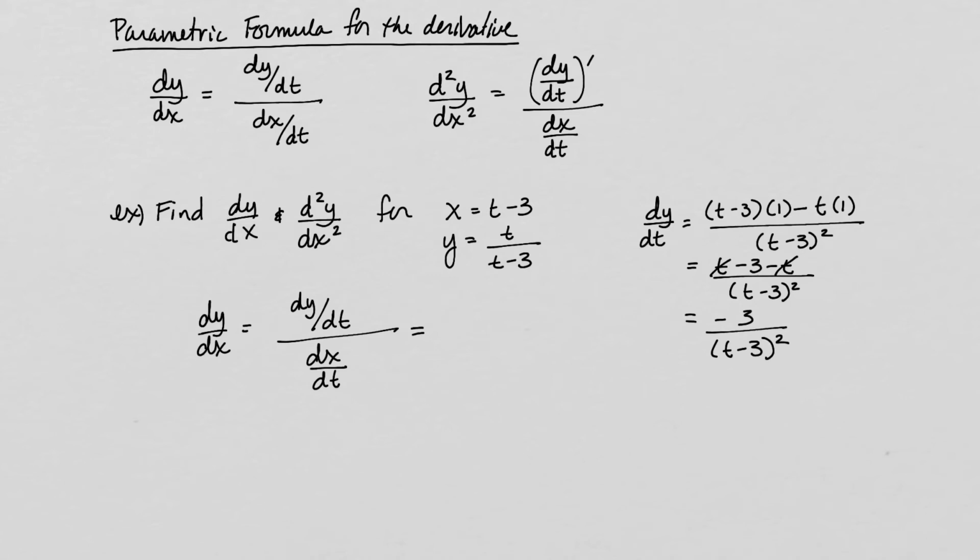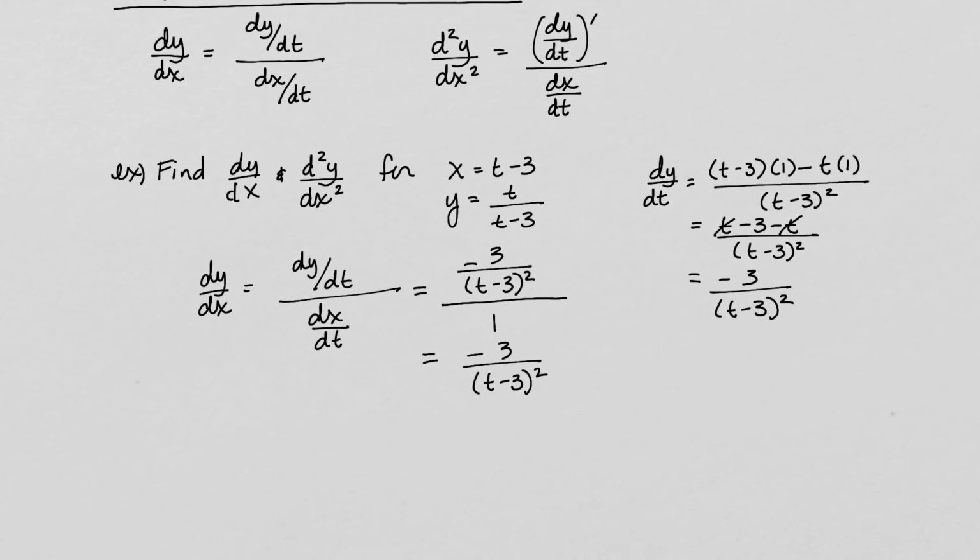No? Okay, so this is going to be negative 3 divided by t minus 3 squared. And then we're going to divide that by dx/dt. So what is dx/dt? Yeah, in our case, dx/dt is just 1. So our first derivative just turns out to be negative 3 over t minus 3 squared. Right? So I have the derivative dy/dx, but in terms of t, which is pretty nice.